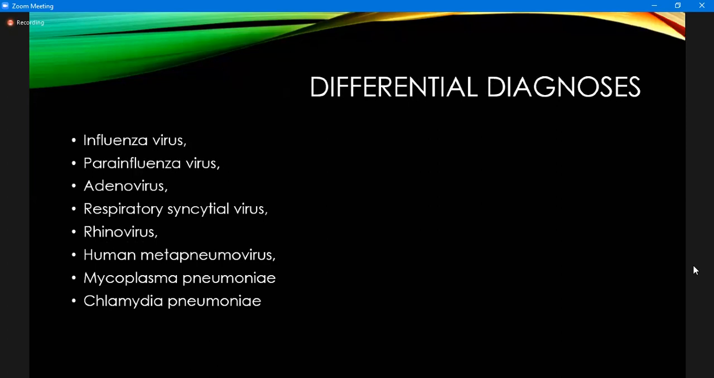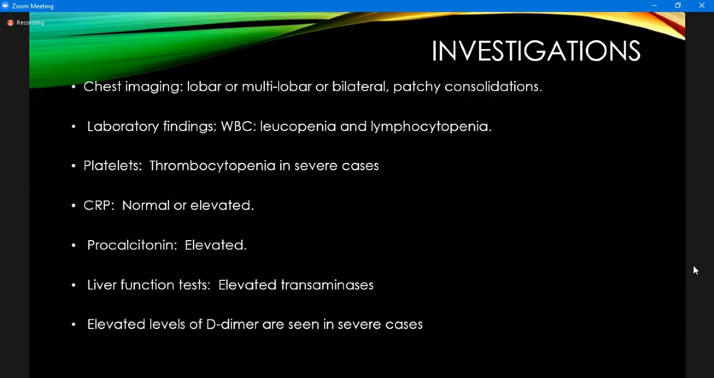Now let's talk about the differential diagnosis in our population. The influenza, parainfluenza, adeno, respiratory syncytial virus, rhino, human metapneumovirus, mycoplasma pneumonia. You all know that this is pretty common in school children. Chlamydia pneumonia are the commonest differential diagnoses that we would entertain.